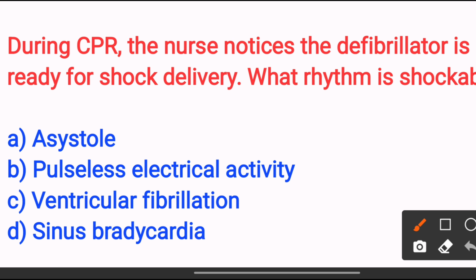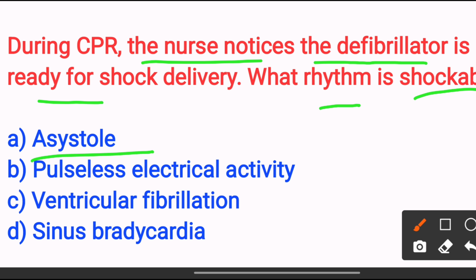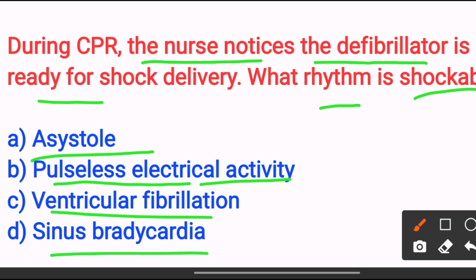During the CPR, the nurse notices the defibrillator is ready for shock delivery. What rhythm is shockable? Option A, asystole. Option B, pulseless electrical activity. Option C, ventricular fibrillation. Option D, sinus bradycardia.